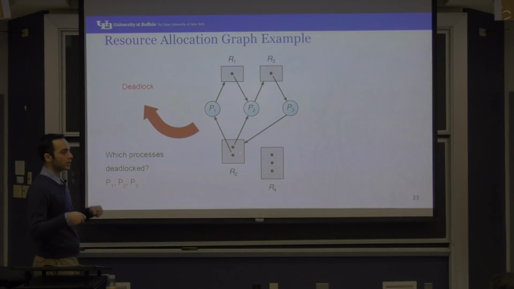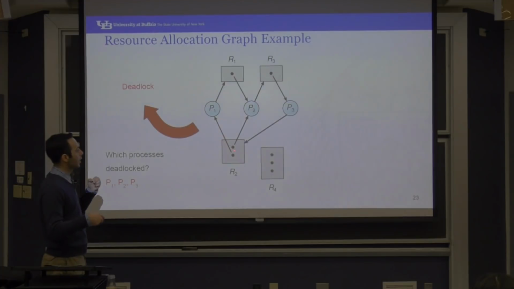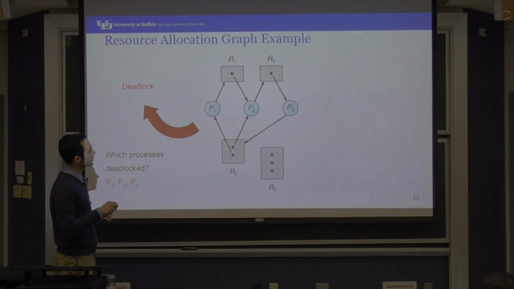So first we have to look for the cycle. Starting from here, for example, yes, there is a cycle. So there may be a chance. Now let's take a look. This process is waiting for this, which is held by this, which is waiting for this, which is held by this, which is requesting this.